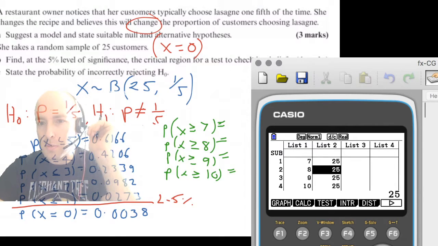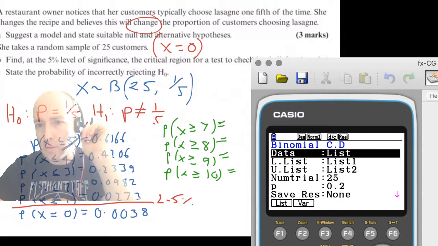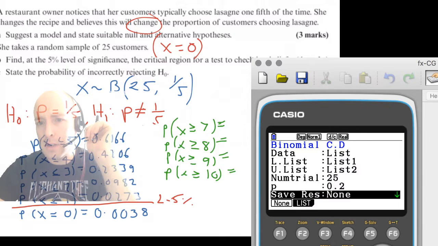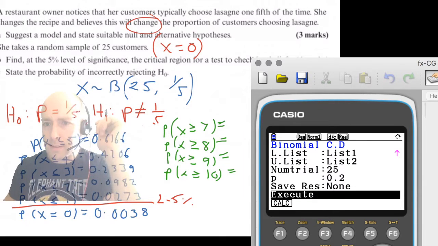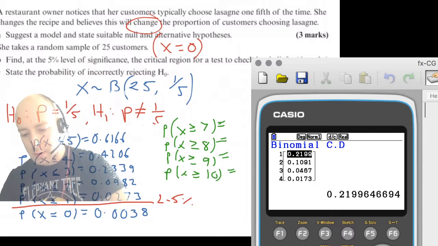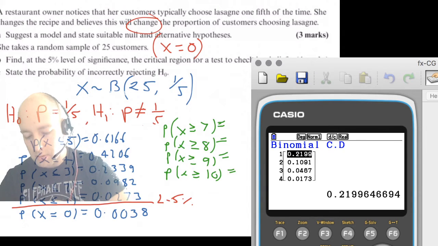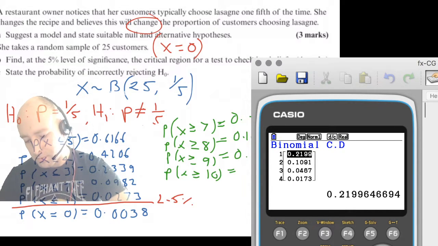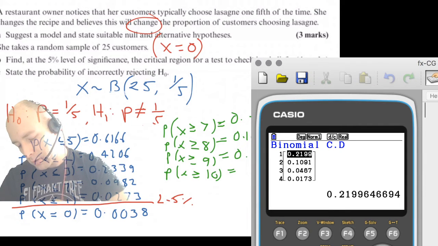Okay, so same thing again: distribution, binomial, BCD. Lower is still list 1, upper is still list 2. We don't need to tell it anything different. And execute. So we'll drop down these probabilities and then we'll have a quick talk about what's going on. So 0.22, 0.10, 0.10491, 0.0467, and 0.0173.